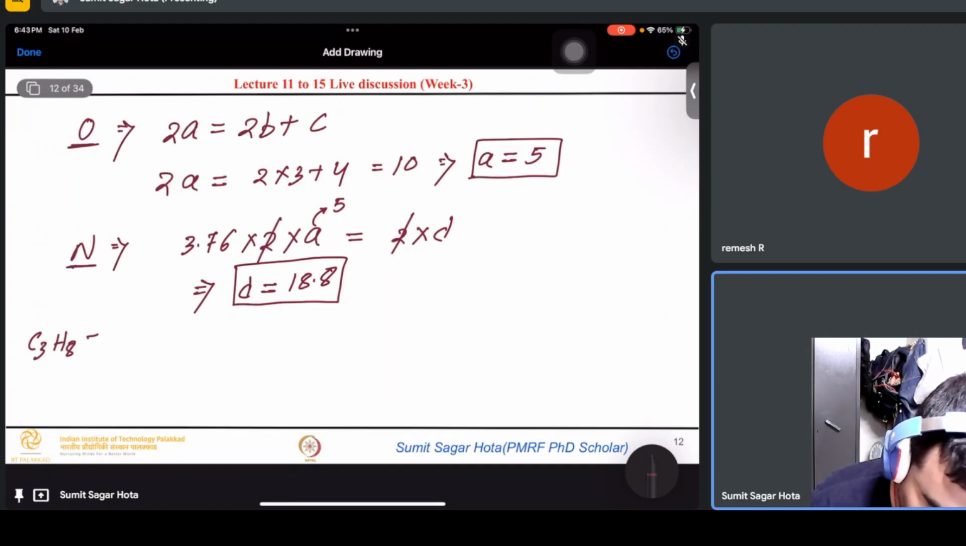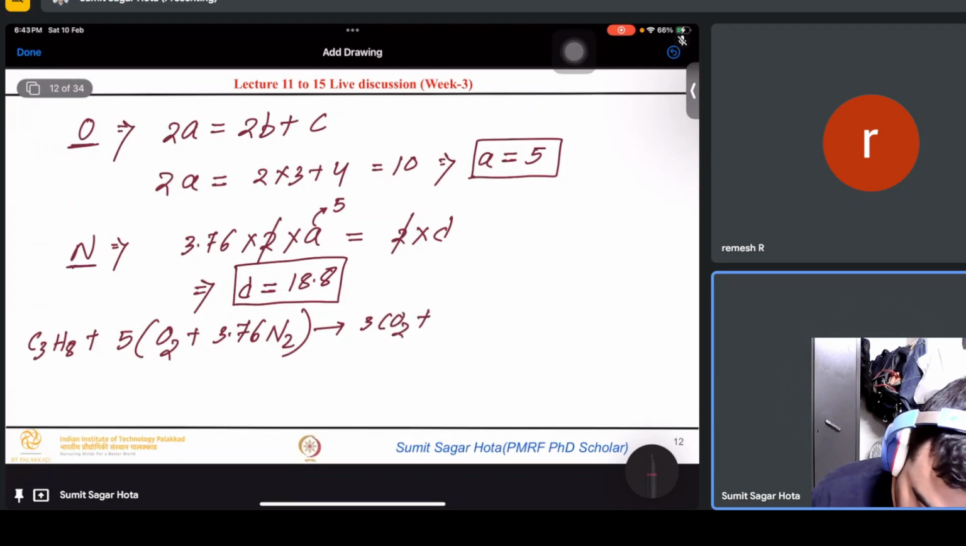So the balanced reaction is C3H8 plus 5 times O2 plus 3.76 times N2 gives 3 CO2 plus 4 H2O plus 18.8 times N2.